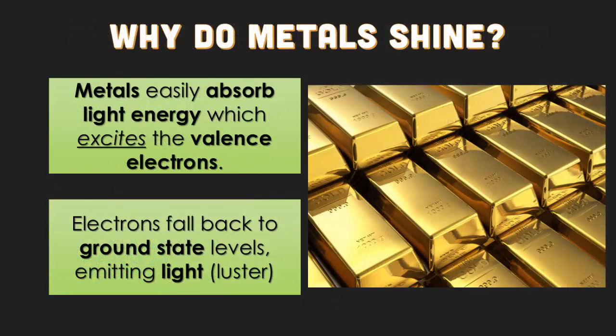So why do metals have this shine to them? Metals are easily able to absorb light energy, which excites the valence electrons. And as those electrons fall back to ground state, they emit that light or luster, so that shine to it. But what happens if you have a spoon and it's all dirty looking? Why doesn't a dirty spoon shine? There's some corrosion probably on that dirty spoon. So what's corrosion though? Corrosion is when we have a compound on top of the metal that's underneath. So that's why you have to polish your silverware to get that compound off.